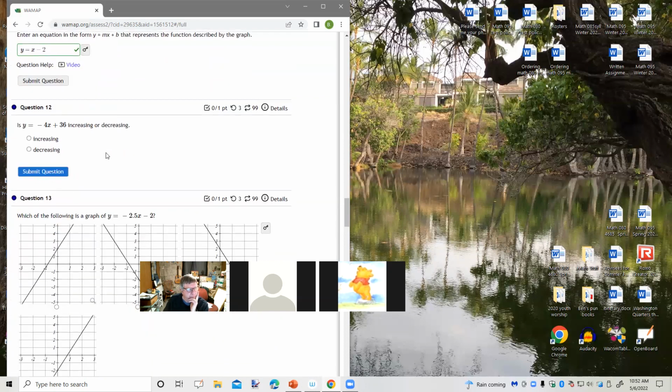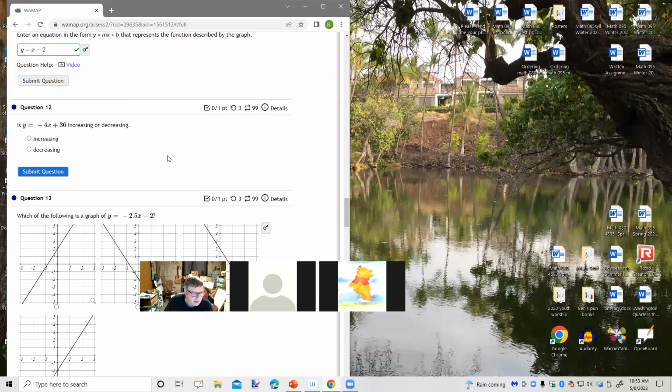Take a look at 12. It says, is y equals negative 4x plus 36 increasing or decreasing? Tell me which it is and tell me why you know that. Anybody? It would be decreasing. Why? Because the slope is negative. Bingo. You get 2 gold stars for that.